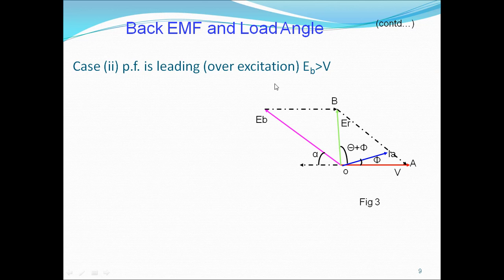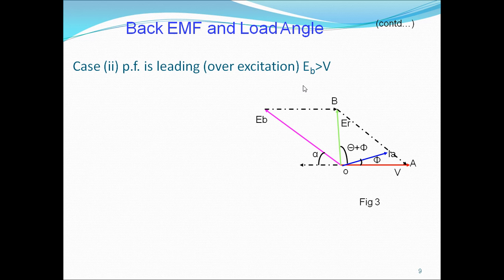Next condition is over excitation. Then the excitation is above the normal, greater than the normal. Then the power factor is leading power factor and back EMF EB is greater than V. So overexcitation means leading power factor and EB is greater than V.